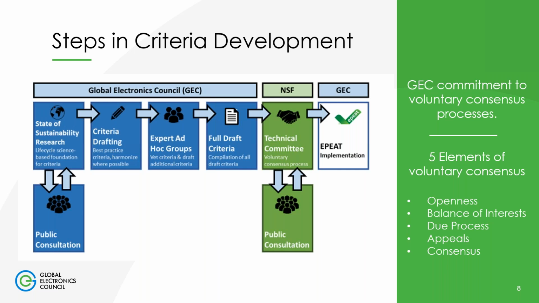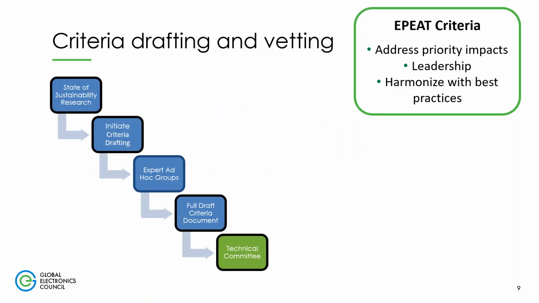Now, the second public consultation is on the full draft criteria document. And this actually occurs at the beginning of the voluntary consensus process, so that the technical committee, the consensus body, can consider the comments and modify criteria as needed in their deliberations to address public comment. So that's an overview. And then in the next couple slides, we're going to go into more detail.